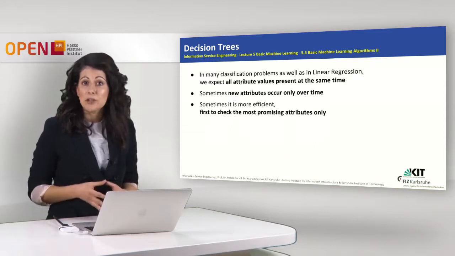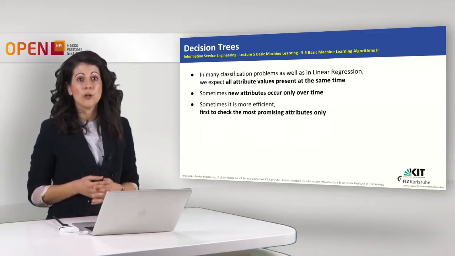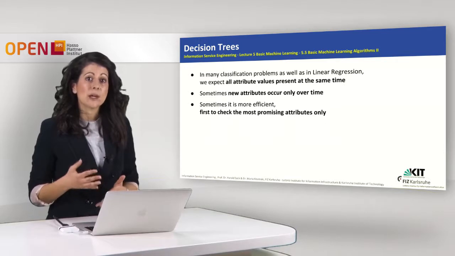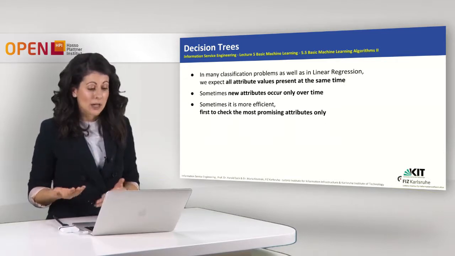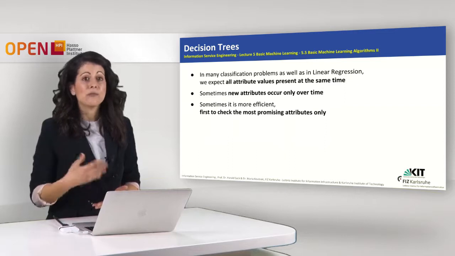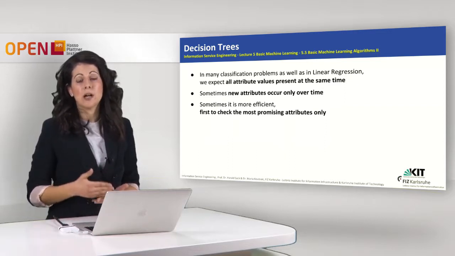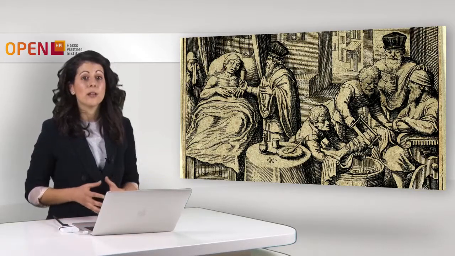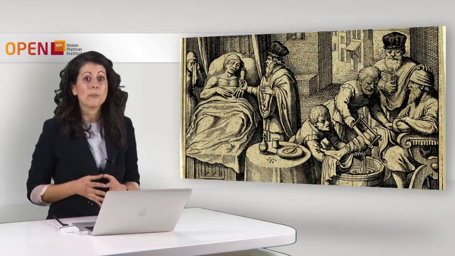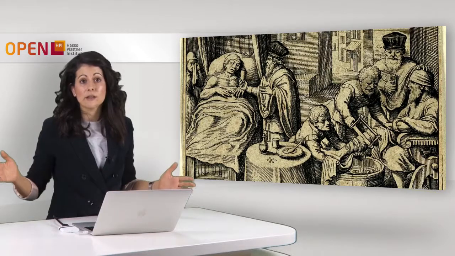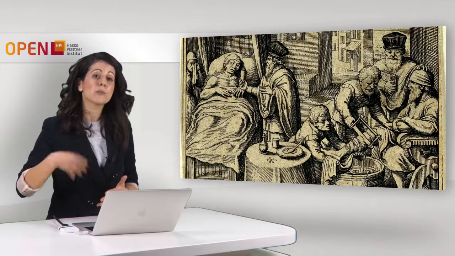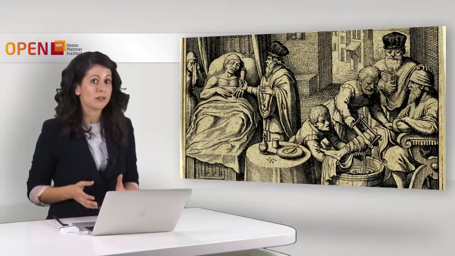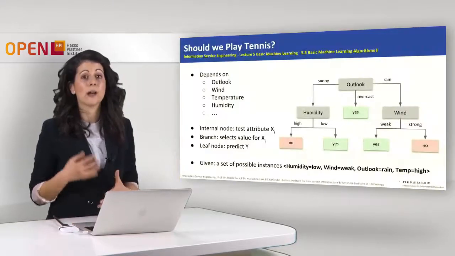In many classification problems, as well as in linear regression, we expect all the attribute values to be present at the same time. But actually, sometimes new attributes occur only over time. In these cases, it's more efficient to first check the most promising attributes before moving to other attributes. Consider, for example, a physician examining a patient. Obviously they don't run all the tests at the same time. They have a list of tests, they start from the most promising tests, and if those fail, they go to the other tests, but not everything at the same time. This is also the idea behind decision trees.